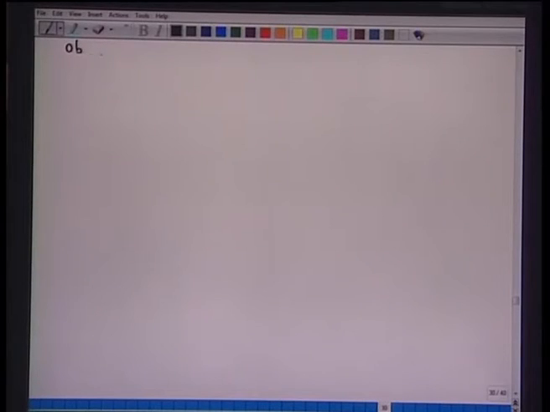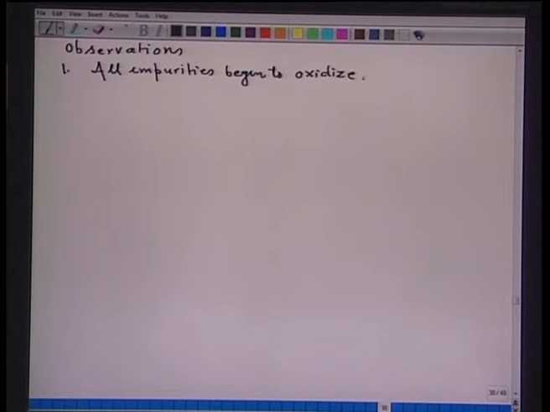So, now summarizing these observations, I will write a few important points. See, my observation number 1: all impurities begin to oxidize simultaneously.